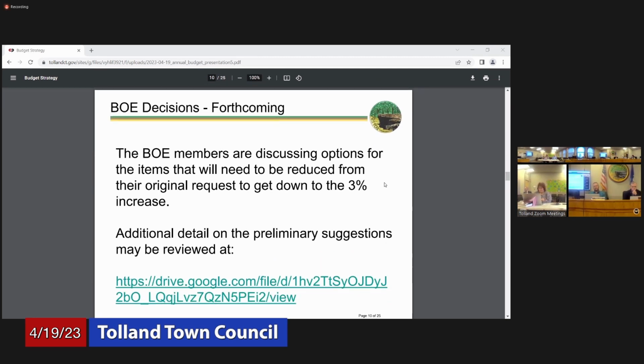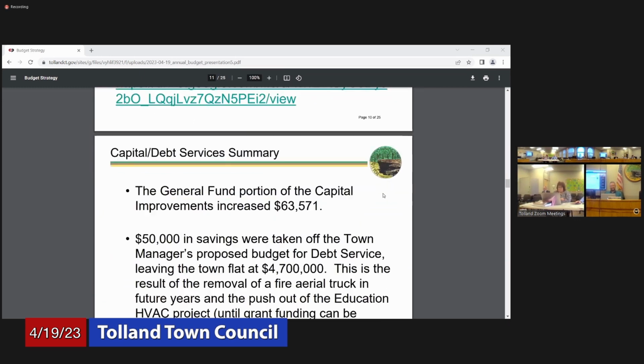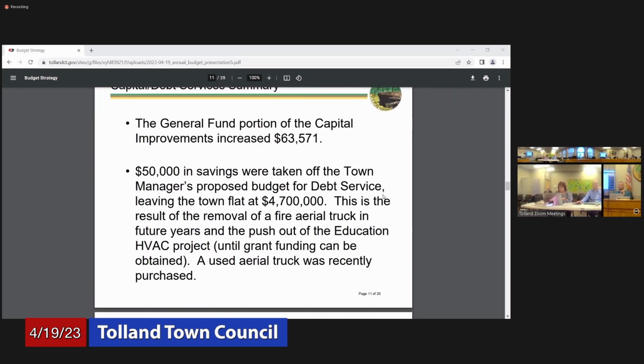I'll keep going forward with capital and debt services, but Dr. Well, we can circle back to the Board of Ed once you're all set with it. I don't want to put you on the spot right away. Yeah, okay, thanks. I can go over what they've reduced if you want me to. Yeah, if you're comfortable at this point, if you're all good to go.